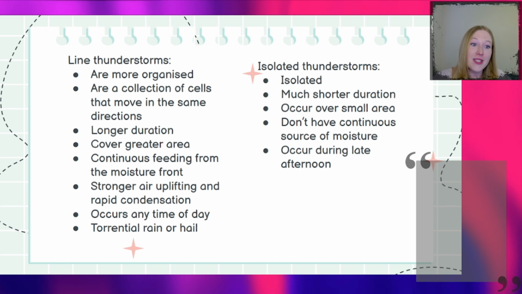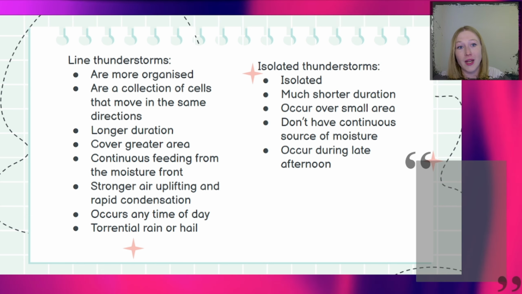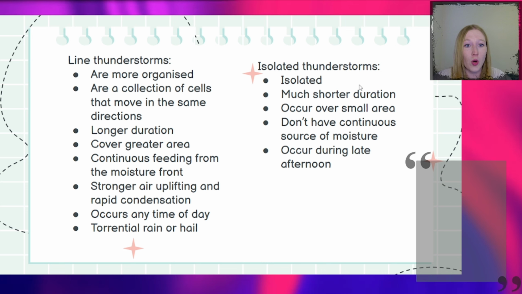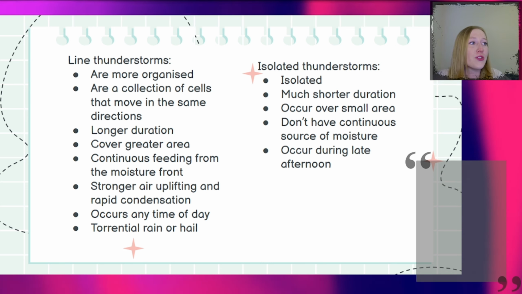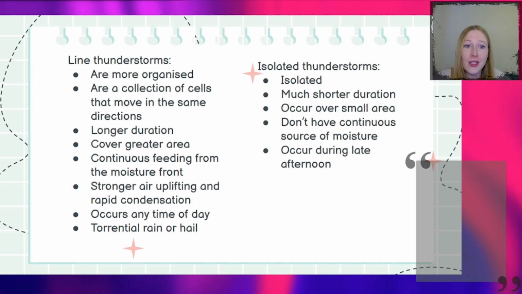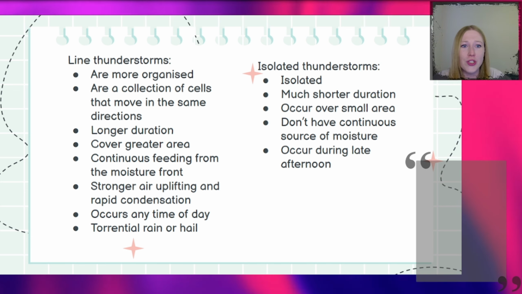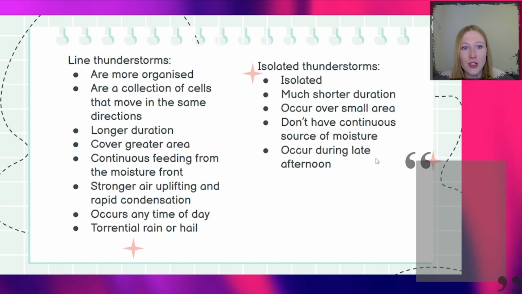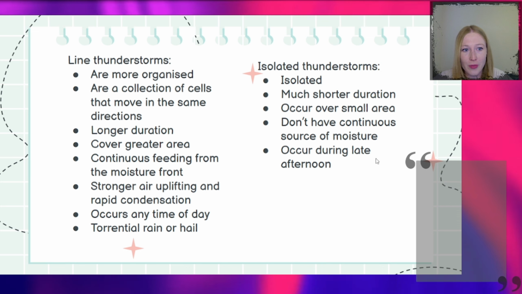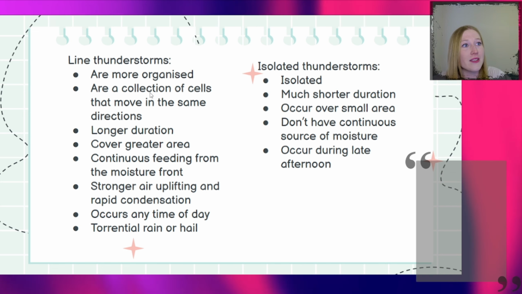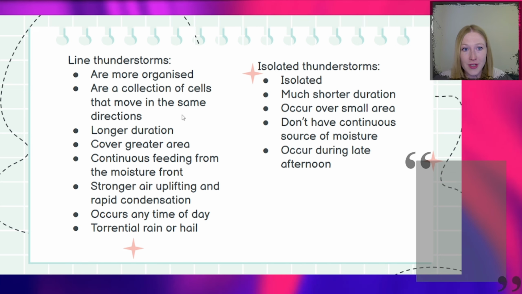Also, it can happen any time of the day, unlike your isolated thunderstorms that happen only at certain times. Now, your isolated thunderstorms, for one, it's just one thunderstorm. It's not a whole team of them, but they also don't last as long. So they have much shorter durations. They cover a smaller area. They don't have that constant supply of moisture and fuel to keep them going. And they usually only occur in the late afternoon when temperatures start to drop. So in this case, it's the change in temperature that causes the thunderstorms. And in the other case, it's the moisture front that drives it.